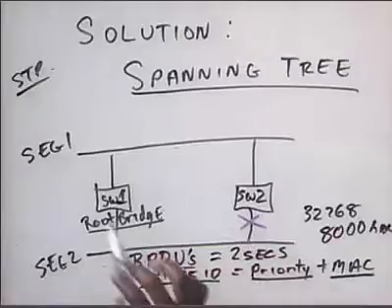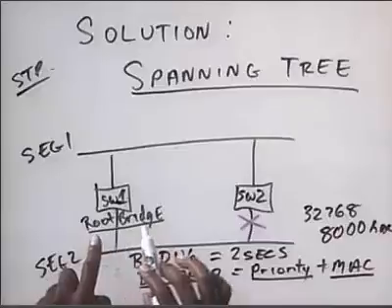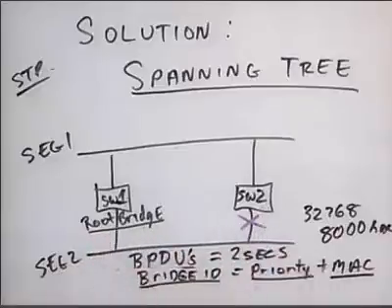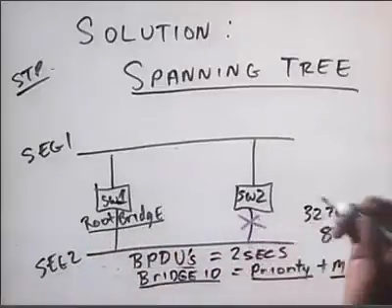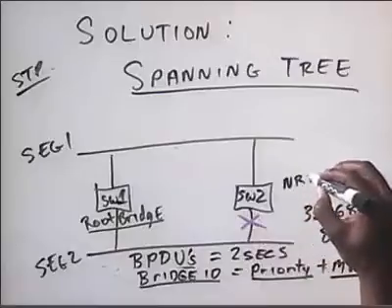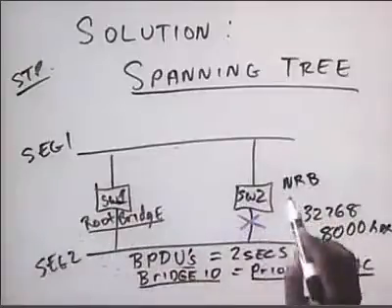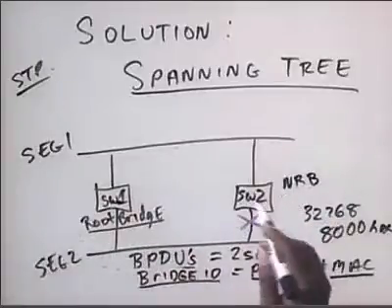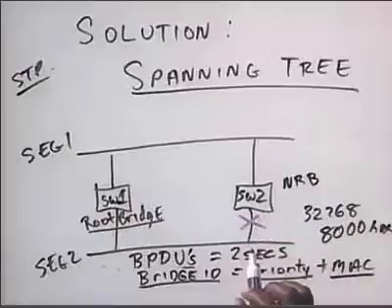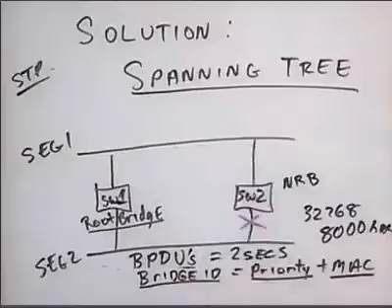The second rule of spanning tree is there can be one root port per non-root bridge. Let's take a look at that. In this example, we said this switch 1 right here is the root bridge. Switch 2 then is going to be a non-root bridge. Any switch in the network that is not the root bridge is, of course, a non-root bridge. The rule says there can be one root port per non-root bridge. What is the root port?